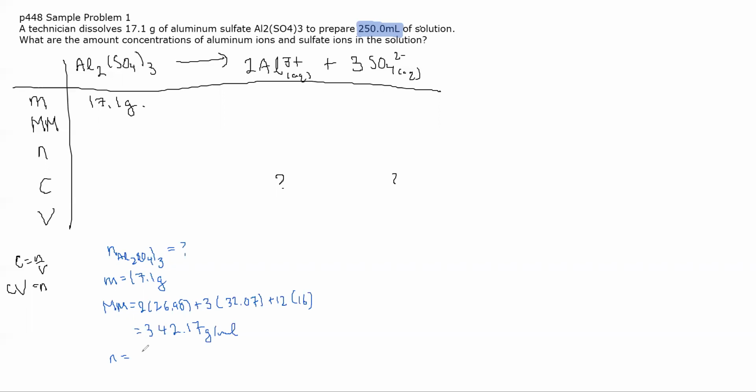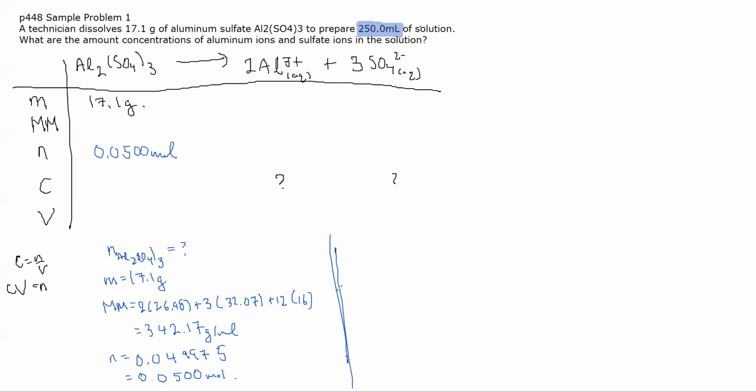So the number of moles will be 17.1 divided by the answer, 0.049975 rounded. It's going to be 0.0500 moles. Well, that's nice of the question to give us such a nice round number. So 0.0500 moles is how many moles we're dealing with, if that's the case.